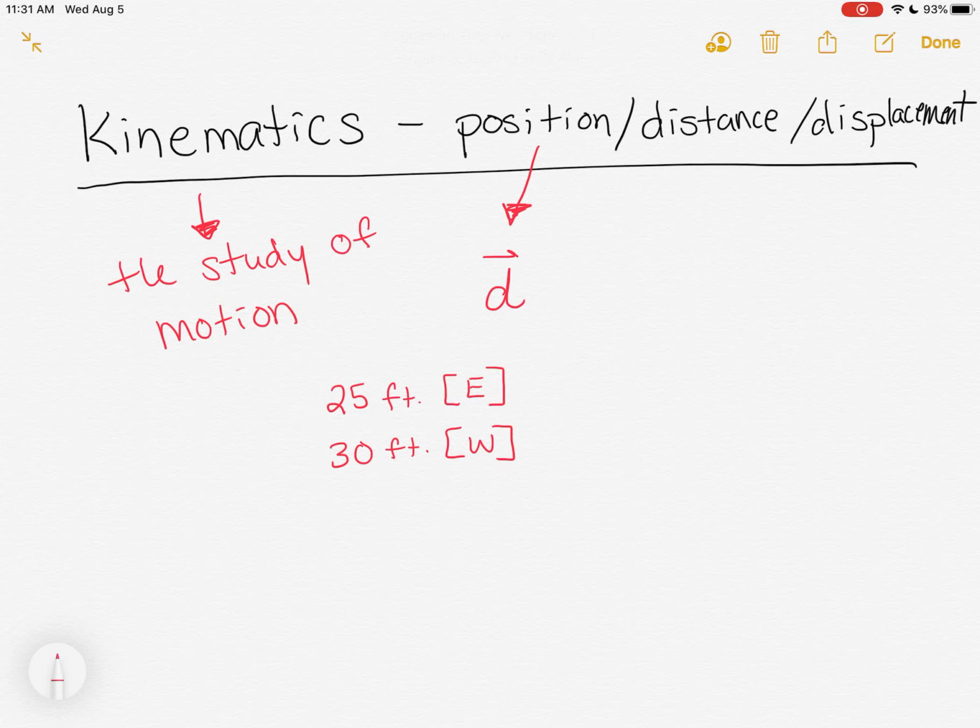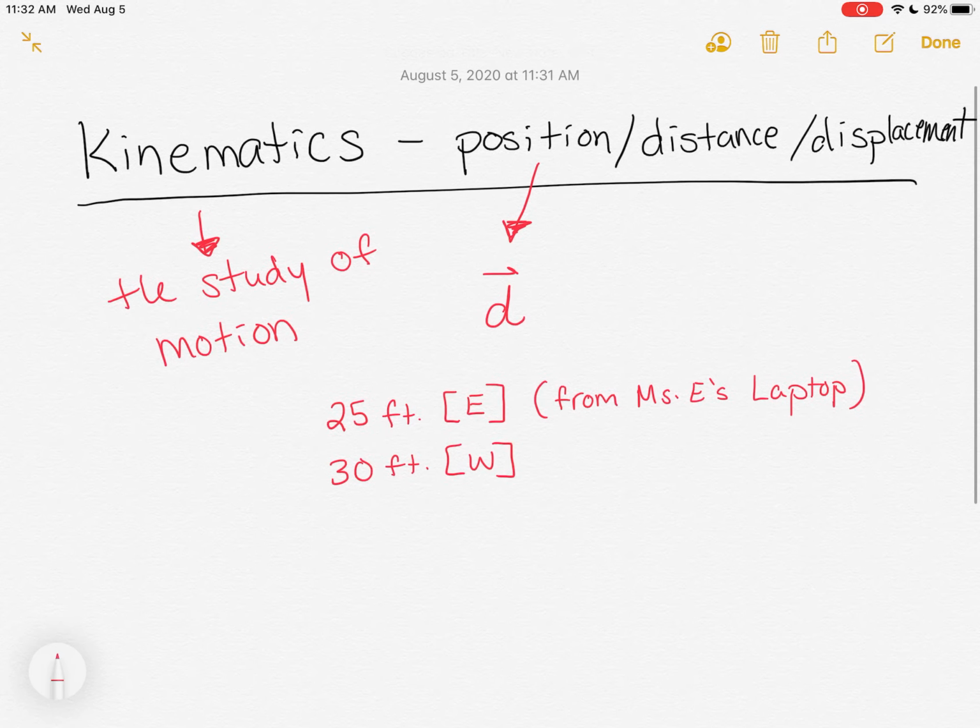And it's always based on a particular origin point. So we could be saying that the door is 25 feet to the east from Miss Easton's laptop, or is 30 feet to the west from the lab bench. And the idea here is that we have to talk about the origin or our reference point.